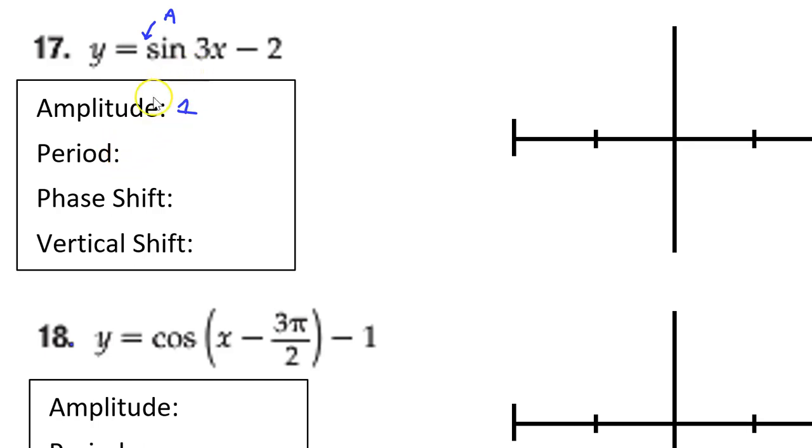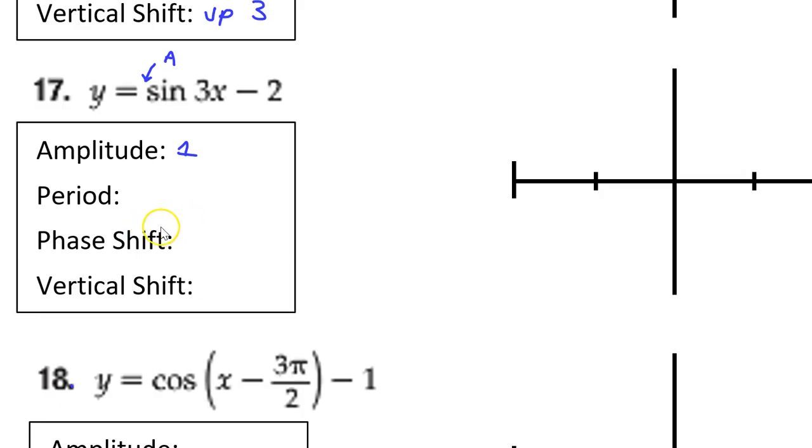The period is going to be determined by the B value. The B value is right here. The B value is 3. That's going to determine the period. Remember that the period is always 2 pi divided by the B value. So in this case, the period is 2 pi divided by 3. So the period is 2 pi over 3.